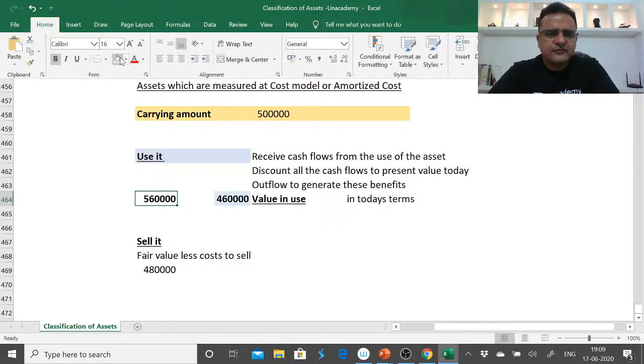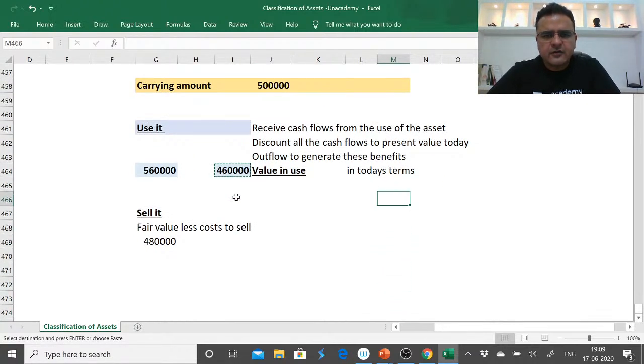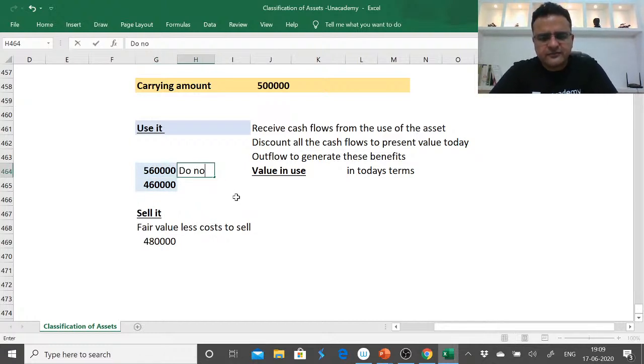Two situations of using. The carrying amount in the books is 500,000. In one scenario, the value in use is 5,60,000. In another scenario, the value in use is 4,60,000. When it is 5,60,000, we do nothing, because we are expecting to earn much more than the carrying amount of that asset. There is no impairment. But what if the value is 4,60,000 and if we sell it, we'll get 480?